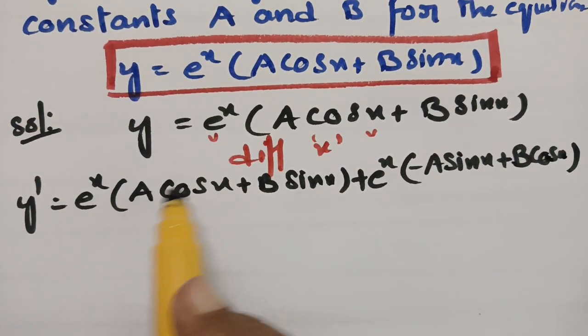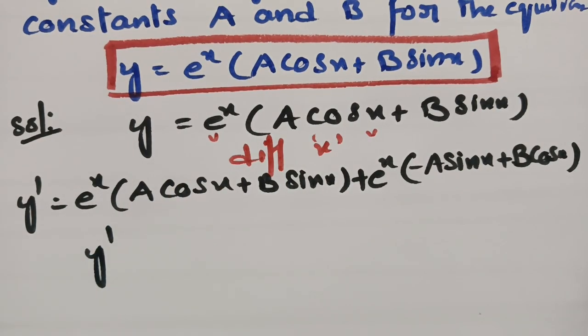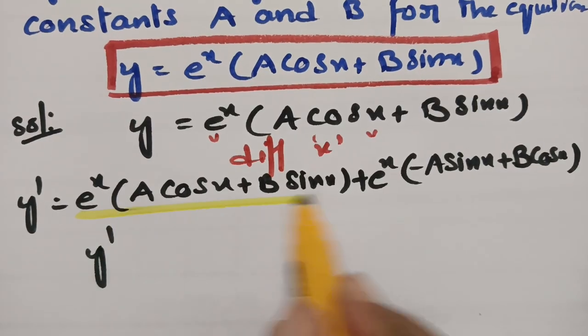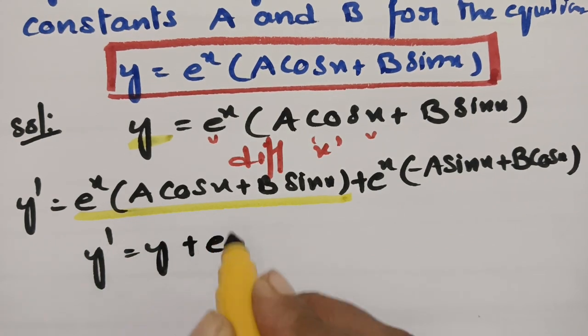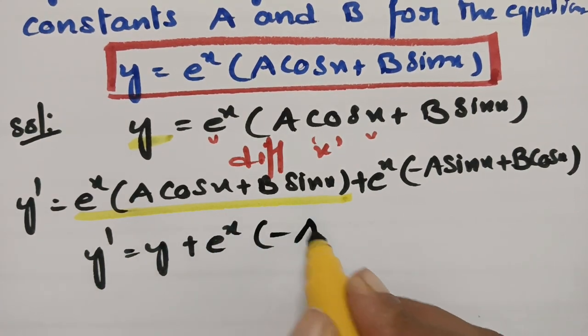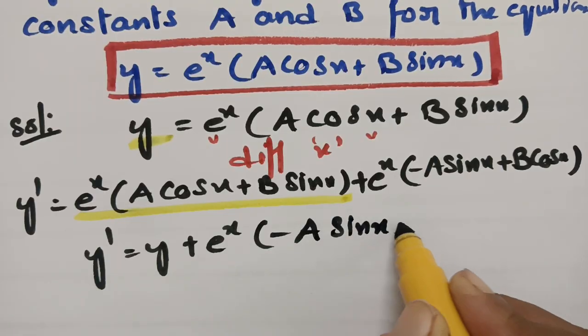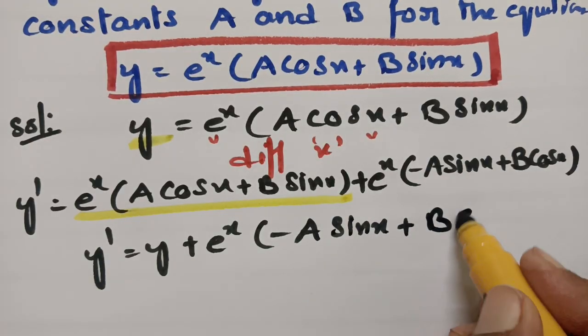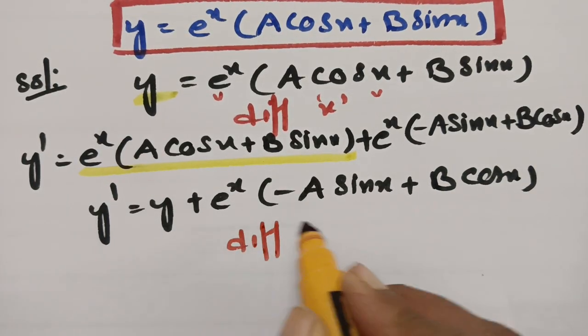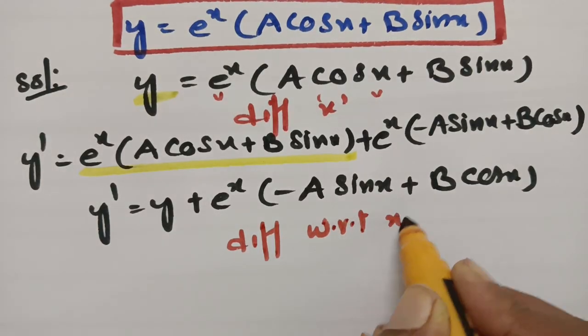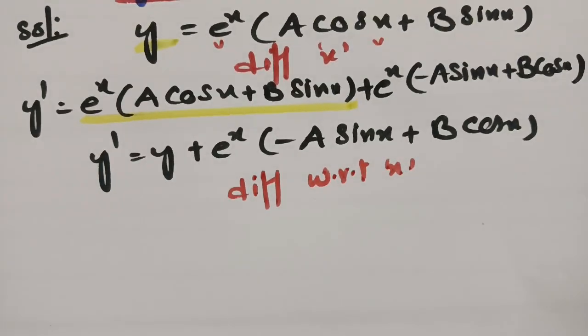So this value can be written as y from equation 1. I'm writing this as y in order to make it short. So this is y dash equals e power x times (a cos x plus b sin x) plus e power x times (minus a sin x plus b cos x). And next, we have to differentiate with respect to x for the second time, as there are two constants.